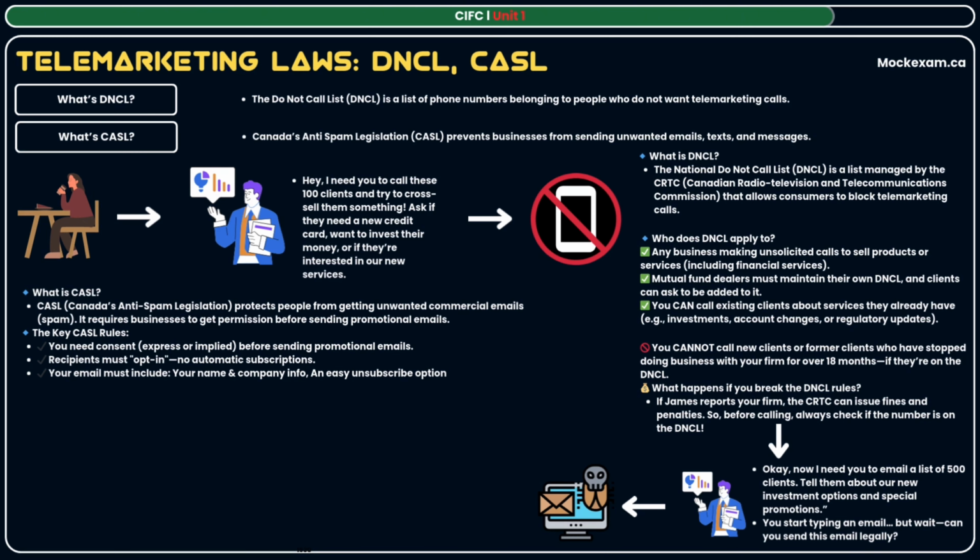There are some key rules about CASL. What are those rules? You, as a mutual fund sales rep, need consent before sending promotional emails. The client must opt in, okay. I mean, they need to opt in with their own choice. It shouldn't be automatic. They need to opt in and be in your list. Your email must include your name and company info, and an easy unsubscribe option.